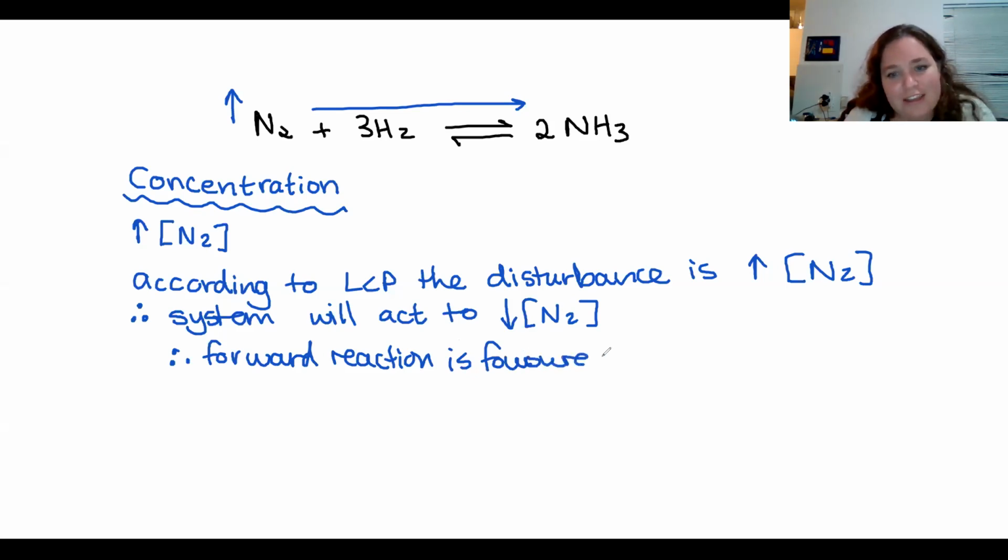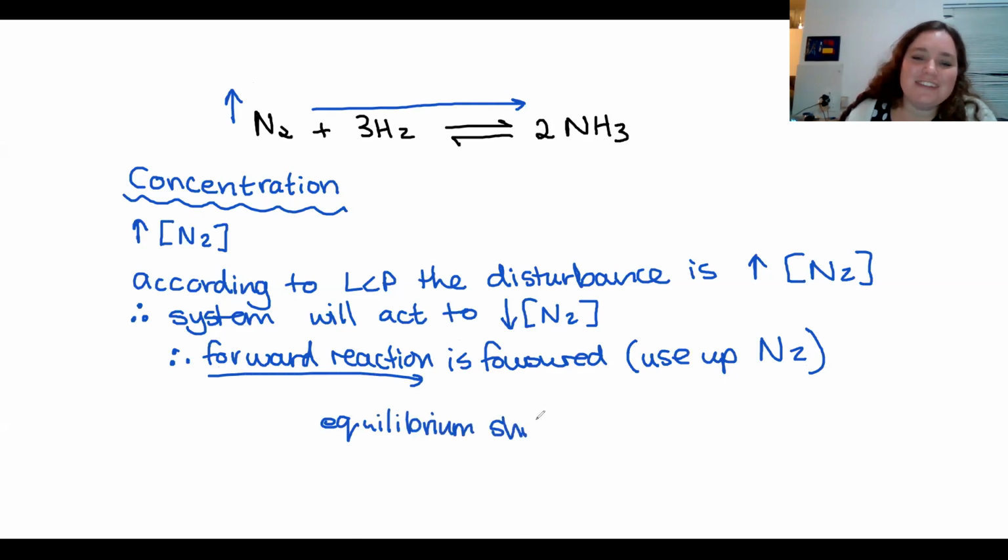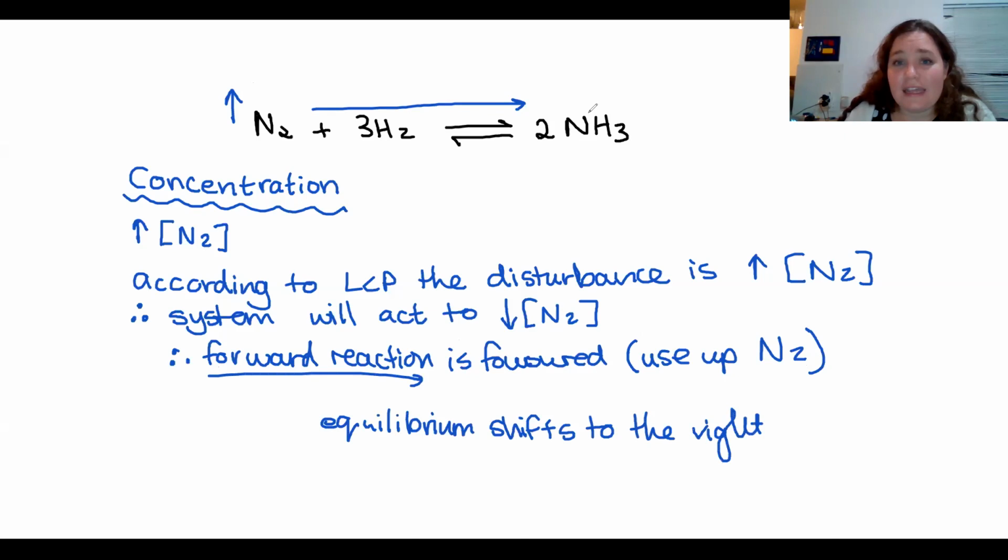Favored, since it will use up the nitrogen. Okay, so since it uses up the nitrogen, it'll remove the disturbance and use it up. So therefore, our answer is quite simply the forward reaction is favored. If we wish to, we can say that the equilibrium shifts to the right.